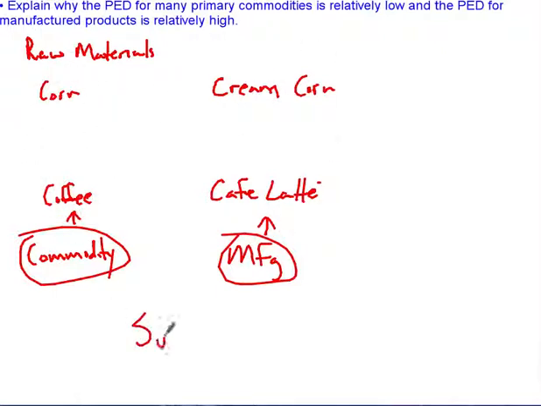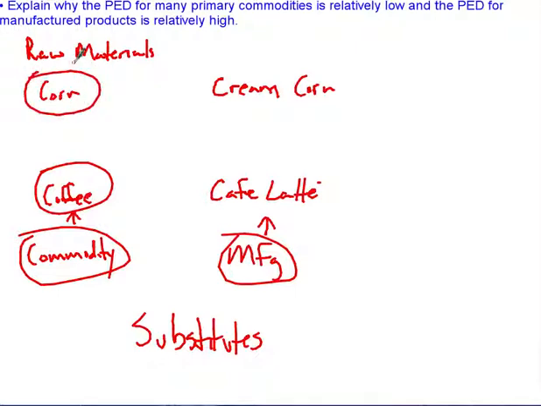And again, it gets into the idea that there aren't many substitutes for the raw materials. So if the price of coffee went up, then people are still probably going to buy about the same amount. We know that coffee is inelastic. If the price of corn goes up, ears of corn, then we're still going to buy maybe the same amount, maybe a little bit less. But anyway, what about if you go to the store and you see cream corn is more expensive?